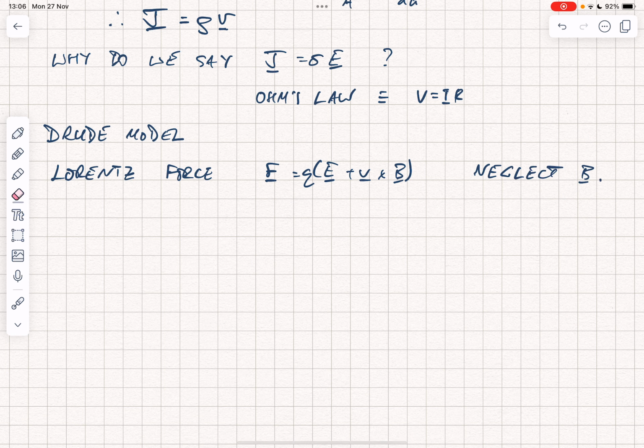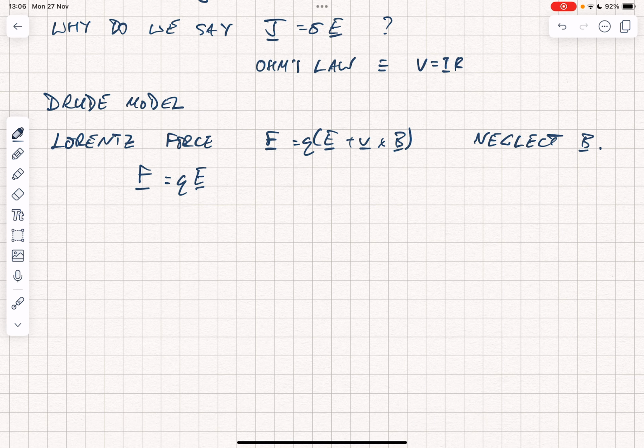So now we have that the force F is equal to Q times the field E. Now let's think about what goes on. We know that there is a constant current flow. If you apply a force continually, you would get a constant acceleration, and therefore the velocity would increase over time. So we know there must be some other process going on in this system.